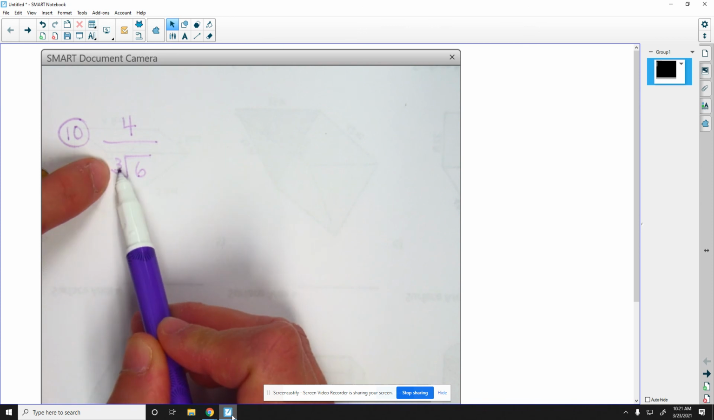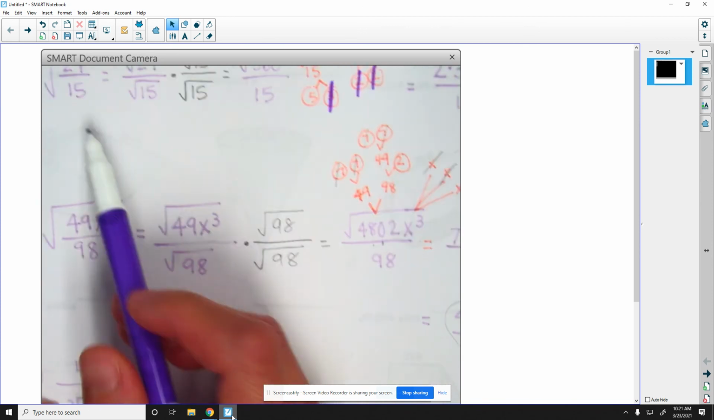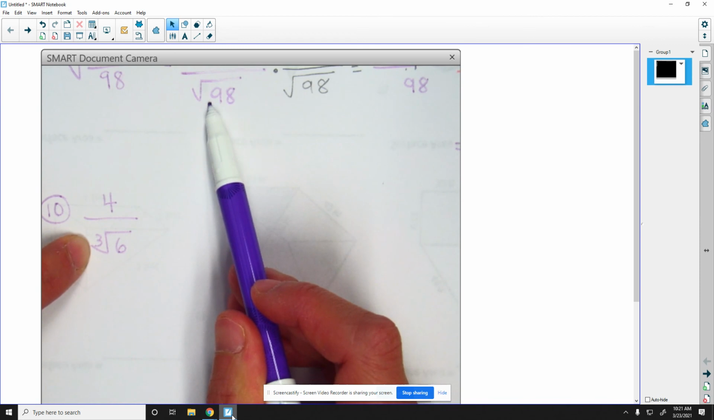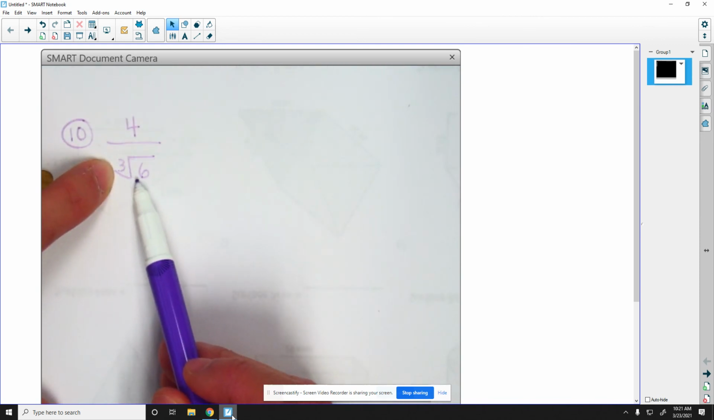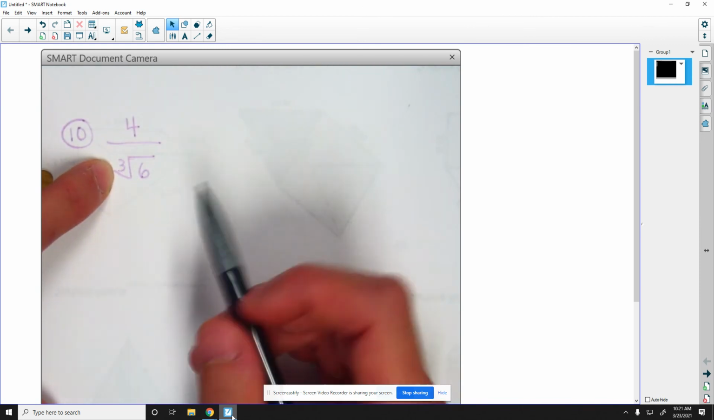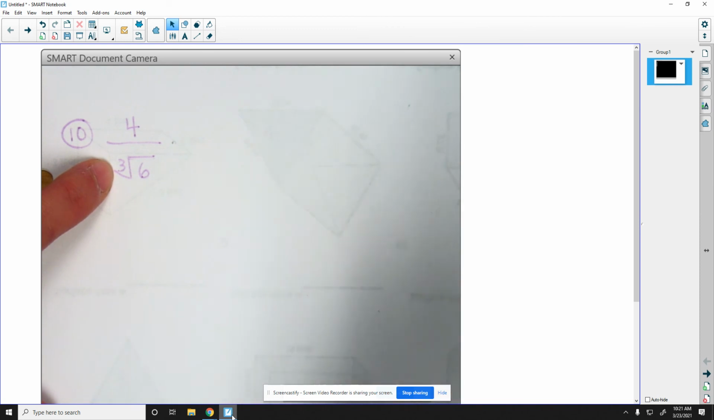But then, do you also see how this is a cube root this time? This was a square root. This was a square root. This is a cube root, which does make a difference. Okay, so I think some of you are going to do this, which is wrong.